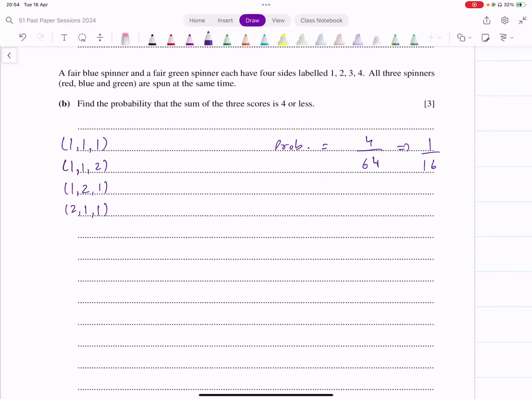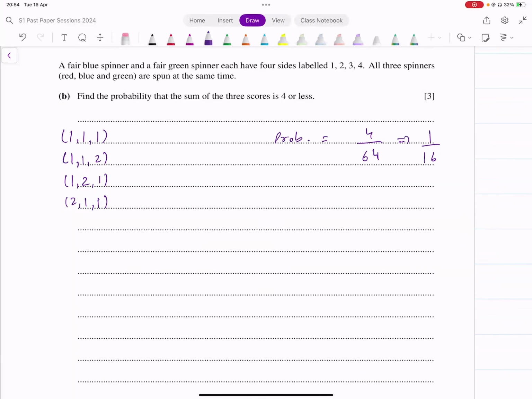Make sense? It's going to be 4, not 6. You cannot count this 3 times if that's what you're doing. This is only one outcome. Okay, so 4 out of 64.